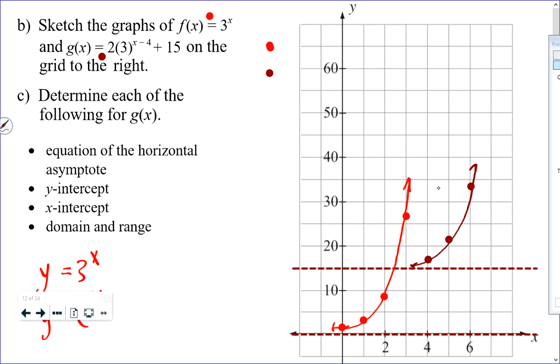So in terms of g of x, what's the equation of the horizontal asymptote? What's the y-intercept? What's the x-intercept? What's the domain and range? Well, the horizontal asymptote is at y equals 15. I really hope it's not some big shock to you that it's always going to be y equals k. When we transform y equals c to the x, it's always going to be y equals k for that asymptote.